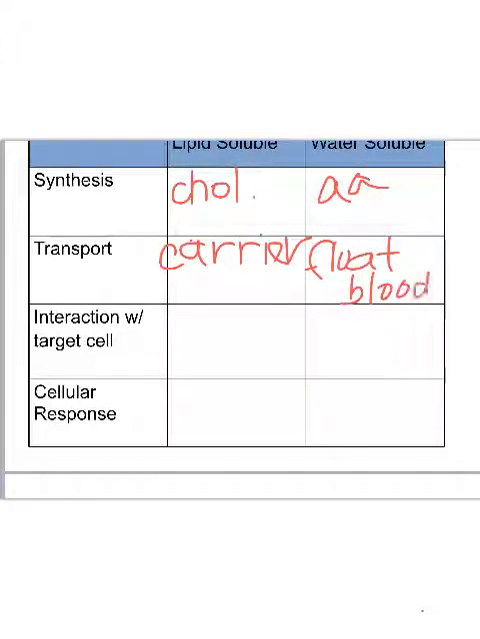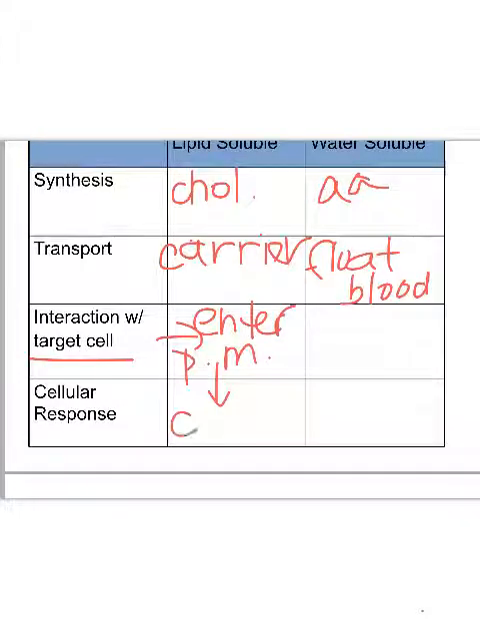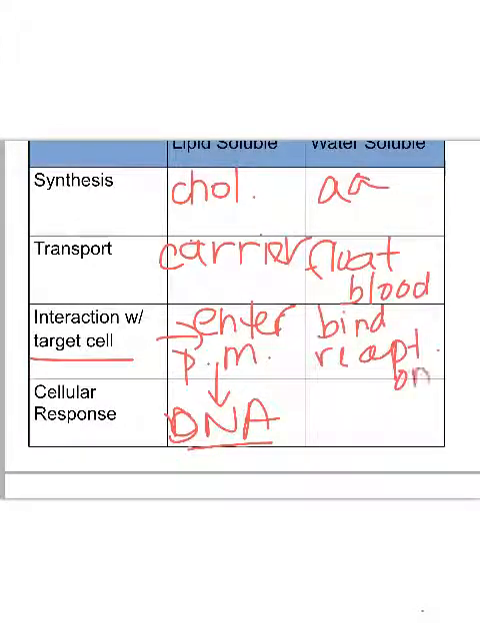Okay, these guys can enter the plasma membrane, and then they go to the DNA, and they cause the cellular response to occur. The water-soluble ones have to bind to the receptor on the plasma membrane, and then the change occurs. So a second messenger has to cause the change to occur.